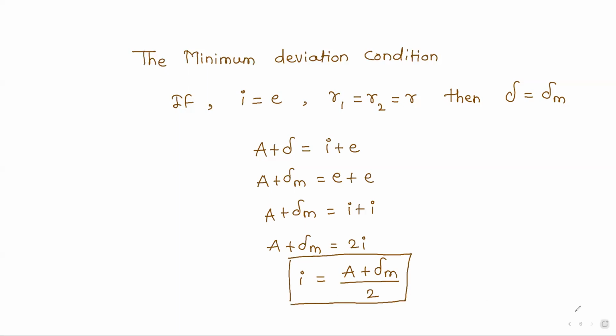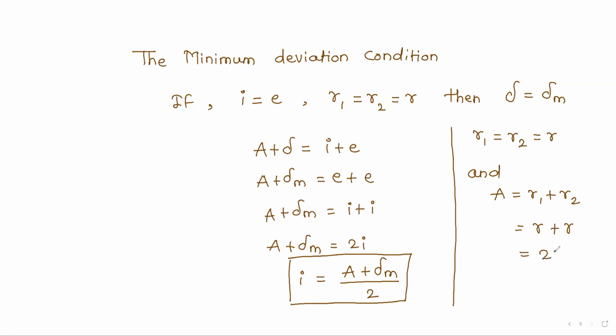In a similar way, we will find the angle of refraction. Here we have considered R1 is equal to R2 is equal to R. And one more thing we know, A is equal to R1 plus R2. So just substitute the value. R plus R means 2R. So your angle of refraction should be A by 2. So now I have got the angle of incidence and also the angle of refraction.